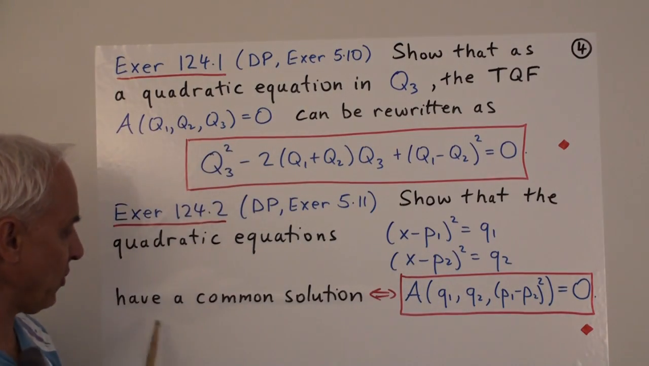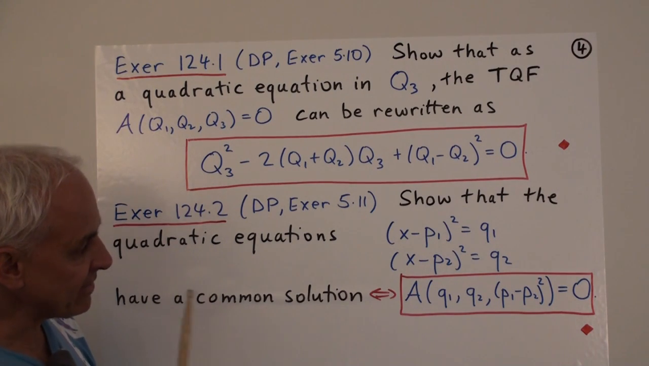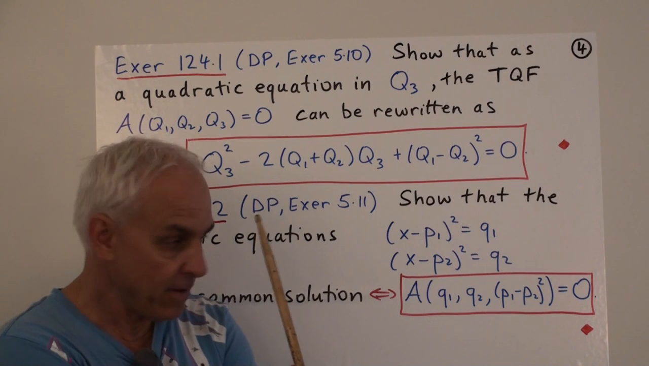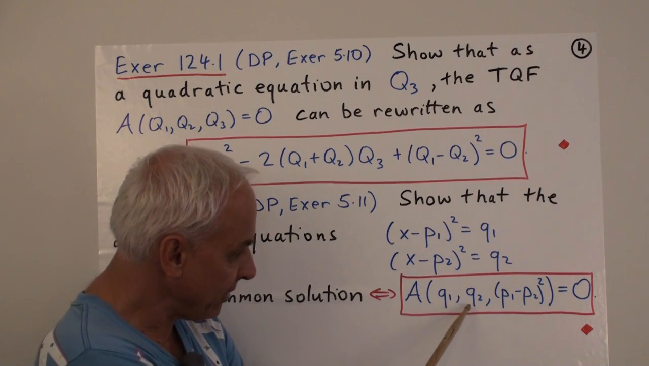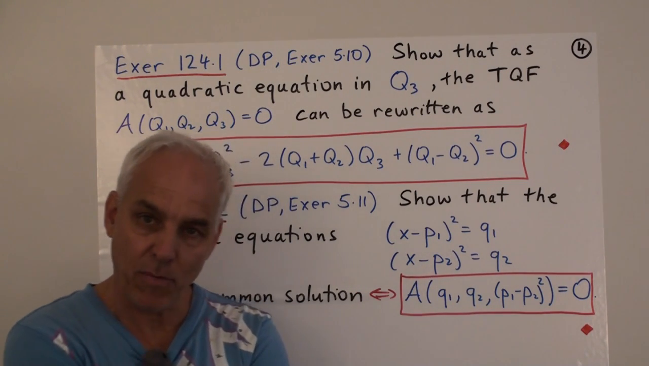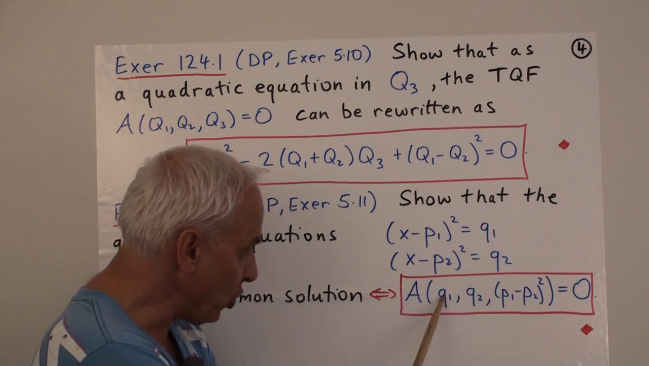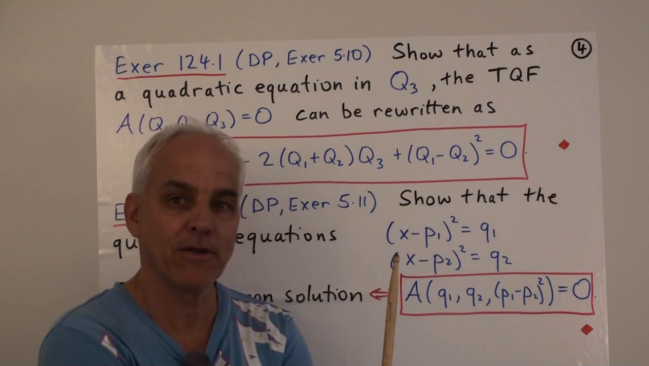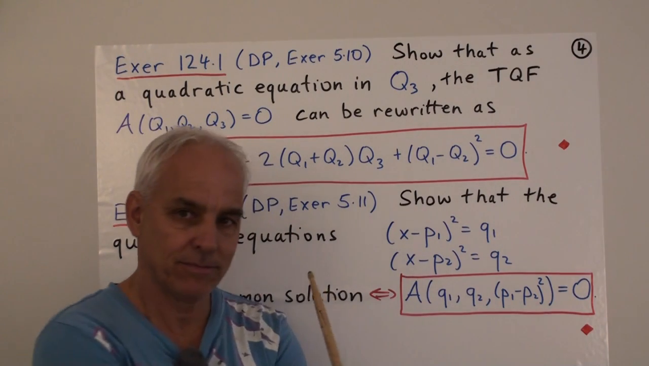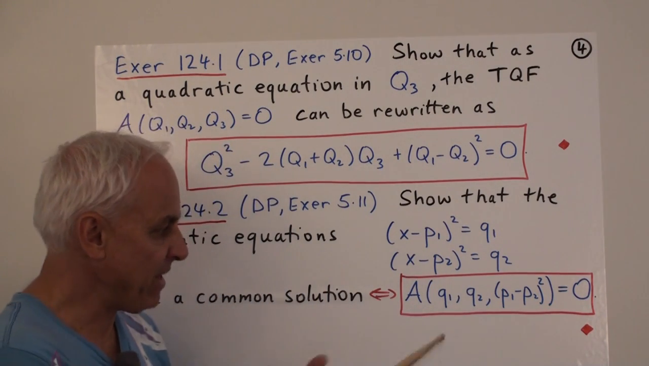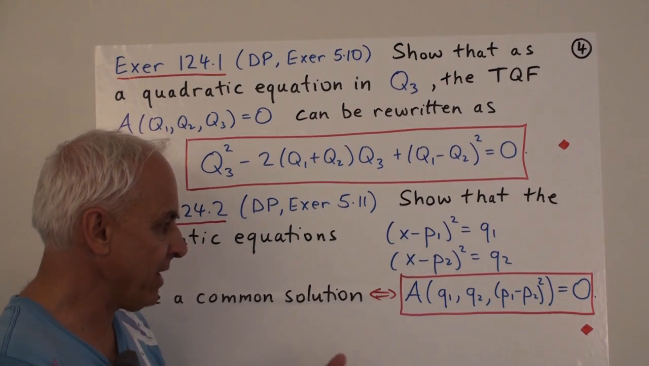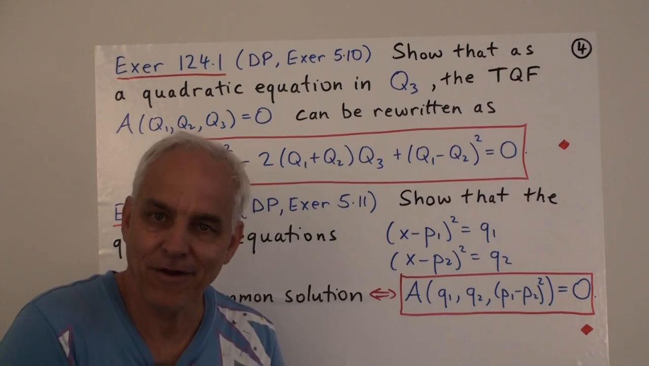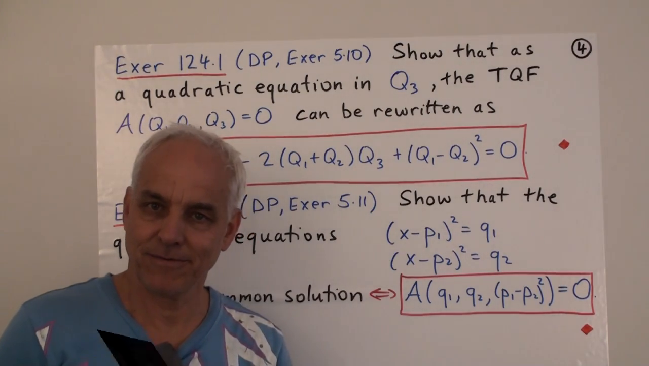And your exercise is to show that they have a common solution precisely when these four numbers that are involved here give us a solution to Archimedes' formula. Namely, if a of q1, q2, and p1 minus p2 squared equals 0. Another appearance of the triple quad formula in the context of solving a pair of quadratic equations.